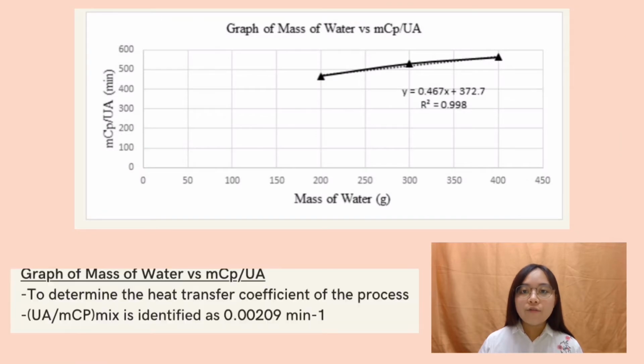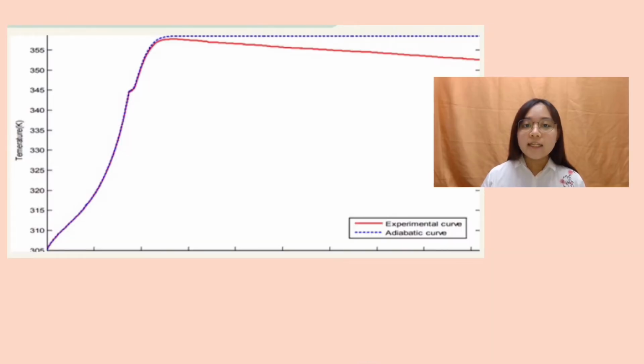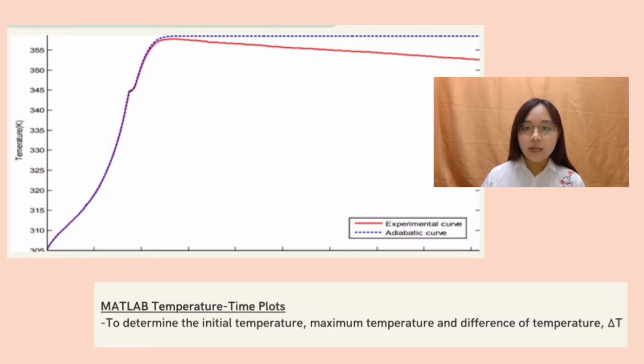First of all, a graph of mass of water versus MCp over UA is plotted to determine the heat transfer coefficient of the process. From the graph, the value is identified as 0.00209 per minute. Next, the temperature-time plots in the MATLAB simulation can be used to determine the initial temperature, maximum temperature, and difference of temperature, delta T. From the graph, the experimental cooling process decreases slowly and shows a similar trend as the theoretical adiabatic curve.